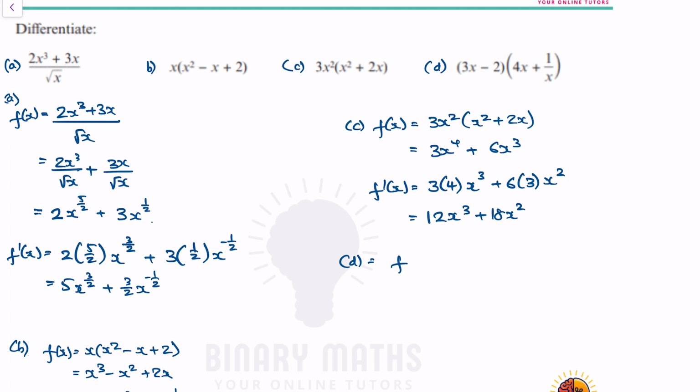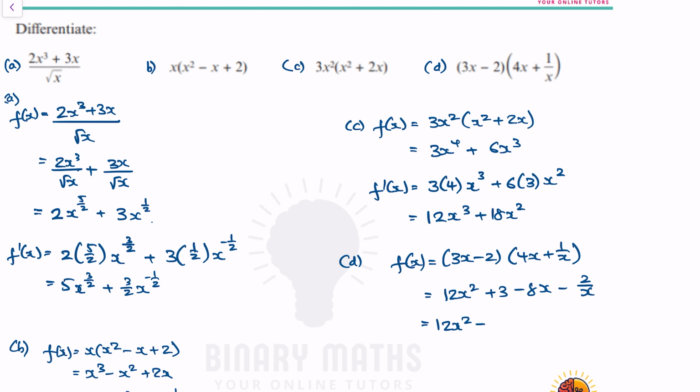So f of x is equal to 3x minus 2 times 4x plus 1 over x. So I need to expand first. I get 12x squared plus 3 minus 8x minus 2 over x. If I write this in index form, I get 12x squared plus 3 minus 8x minus 2x to the power of minus 1, because x is in the denominator and x has an invisible power 1 there.